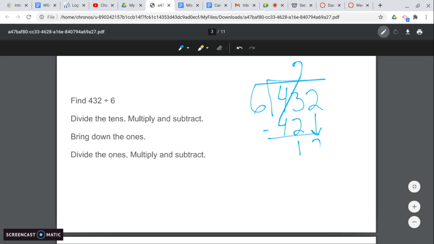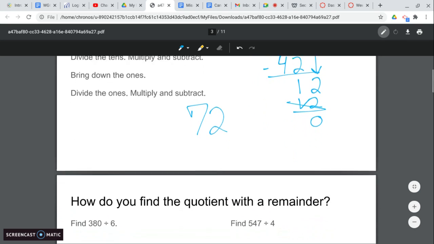Now we bring down the ones. So we bring down the 2 here. Now we have 12. How many times can 6 go into 12? It can go in there 2 times. 2 times 6 is 12. 12 minus 12 is 0. So our answer is 72. So there would be 72 boxes of 6 candles each.